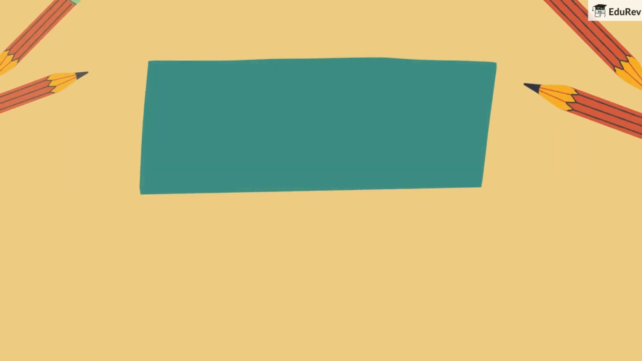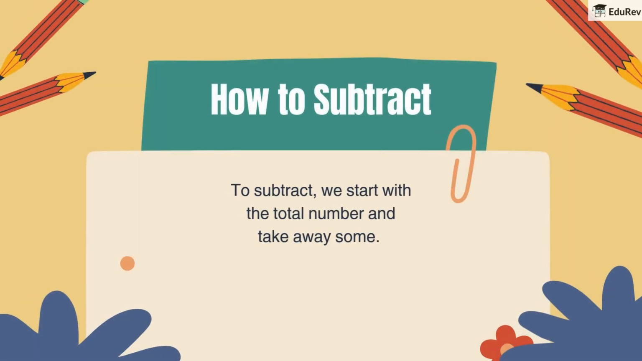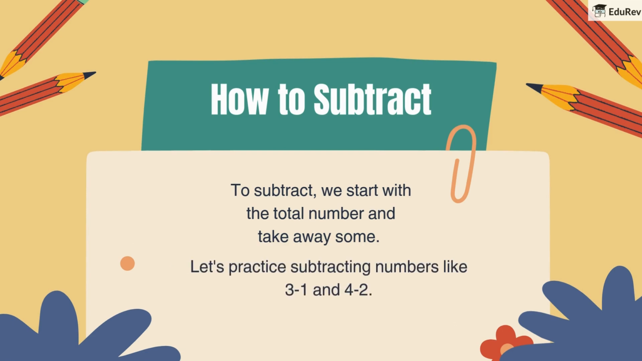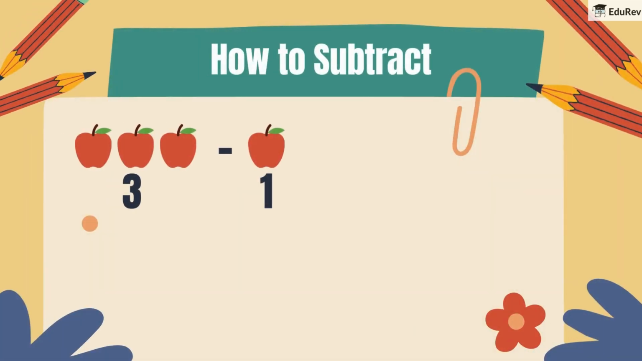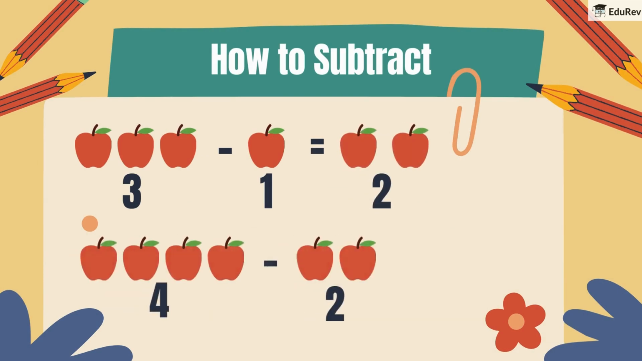Now, let's talk about how to subtract. To subtract, we start with the total number and take away some. Let's practice subtracting numbers like 3 minus 1 and 4 minus 2. For example, 3 minus 1 equals 2, and for 4 minus 2, we find that it also equals 2.